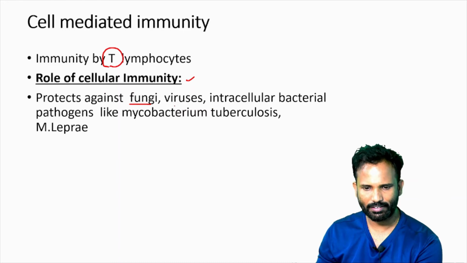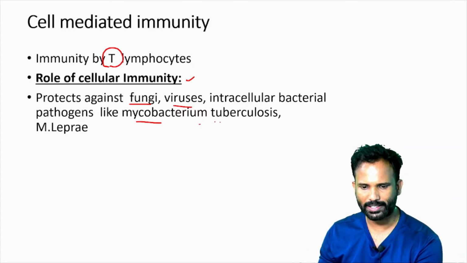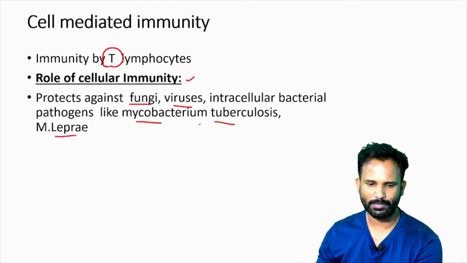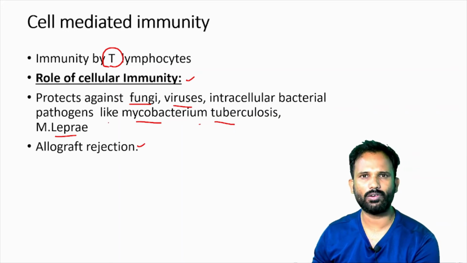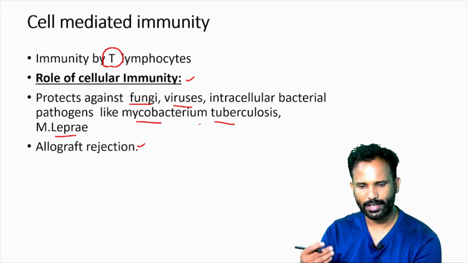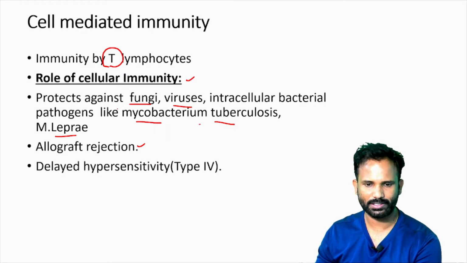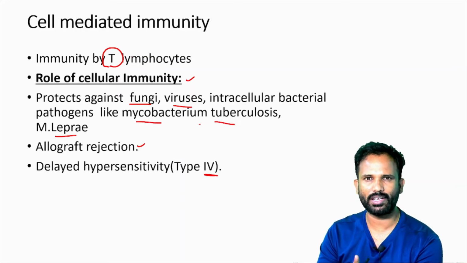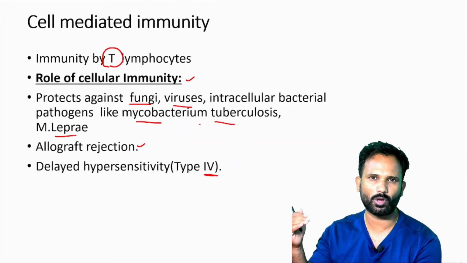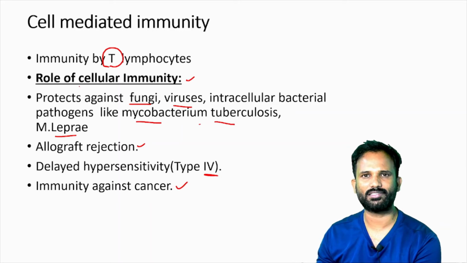1. Fungi, viruses, and intracellular pathogens like Mycobacterium tuberculosis and Mycobacterium leprae. And it is also concerned with allograft rejection. So any transplant from another person can be rejected by cell-mediated immunity, and it is responsible for type 4 hypersensitivity. Type 4 hypersensitivity is the only one which is cell-mediated, the remaining are all immunoglobulin mediated. And also immunity against cancer cells.